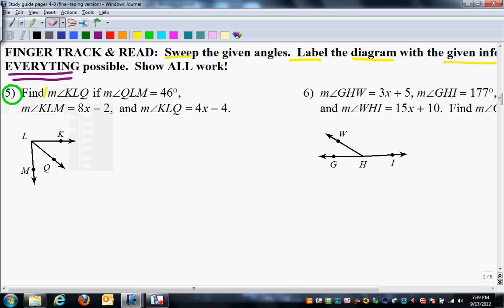We're going to start by marking our given information. I'm going to do this in different colors so it's easy to track. We're told that the measure of angle QLM is 46. So we start at Q, trace, L, M, trace and sweep. That is 46 degrees. Trace and sweep.